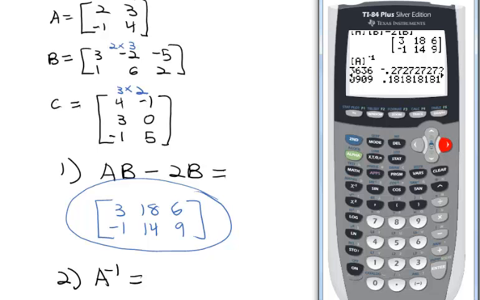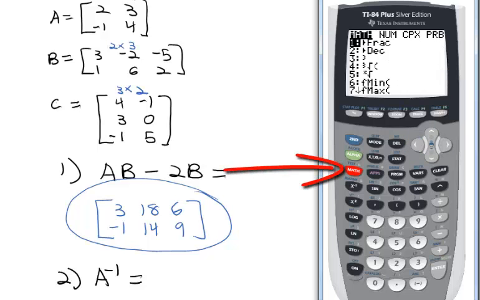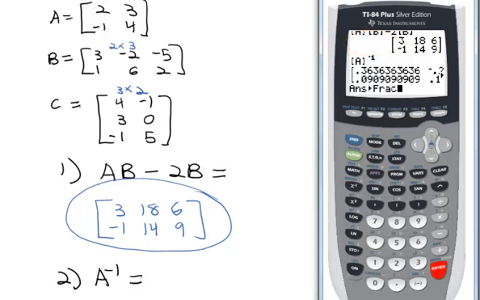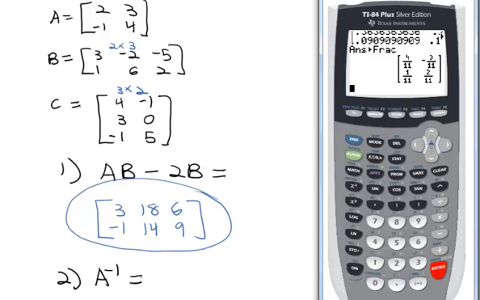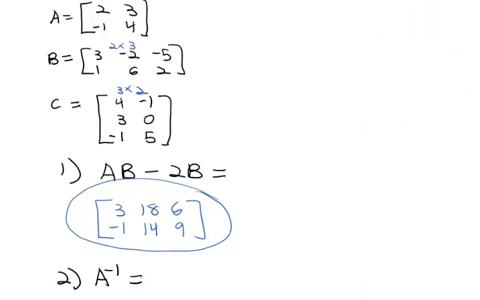With matrices, we generally do not prefer the ugly decimals. So we're going to look at how we can change those ugly decimals into pretty fractions. Under the Math menu, right beneath the alpha, you see frac. If we hit enter, it's going to take the previous entry and change it into fraction form, which is really nice. And there we go, 4/11, -3/11, 1/11, and 2/11. That is the inverse of matrix A.